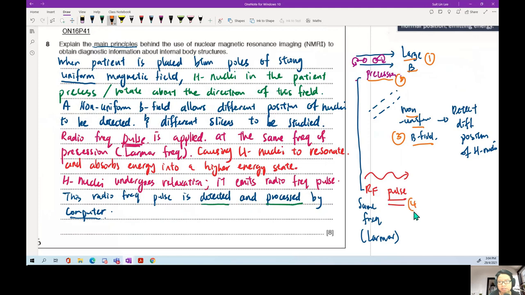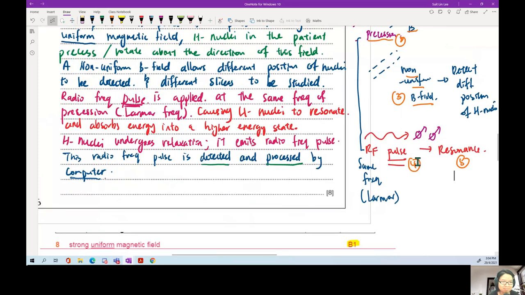Okay, so this is number four. The radio frequency pulse is applied to all your precessing nuclei such that they resonate. So the radio frequency pulse causes resonance. So I map this out in my brain, or I sketch it beside the question, and then I put it back into an essay in full sentences. Causing the hydrogen nuclei to resonate and absorb energy into a higher energy state. That is resonance. You have more energy, you go to a higher energy state.